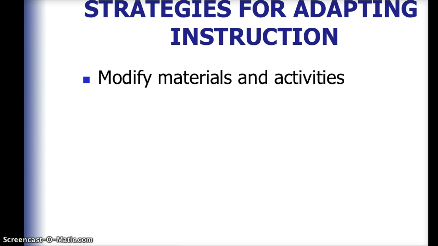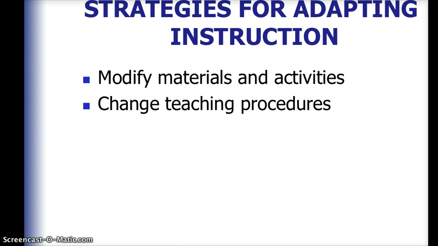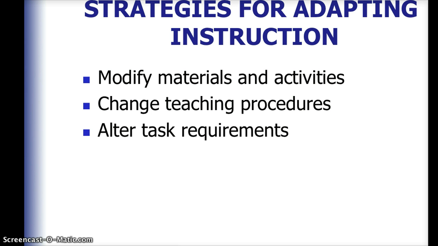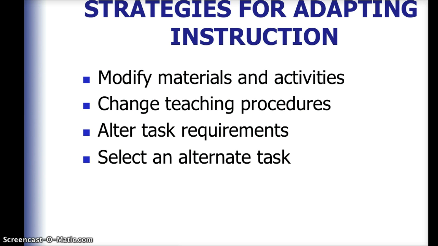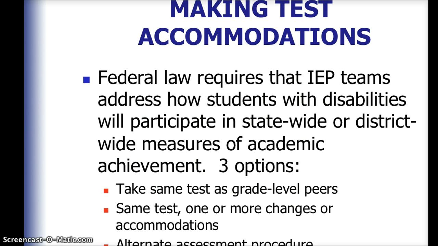So what are some of the strategies for adapting instruction? Again, we've talked about this in the differentiation from gifted and talented. You can modify materials and activities. You can change your teaching procedures. You can alter the task requirements, or you can select an alternative task. Oftentimes, one of the things that we have to modify are our tests, like accommodations.